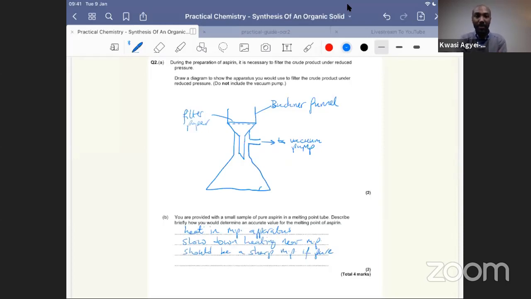Okay, so hopefully you found this live session useful. We've looked at various techniques involved in the synthesis and purification of an organic solid. So we've looked at how to recrystallize, for instance. We've looked at how to set up an apparatus for refluxing a reaction mixture. We've looked at some of the safety precautions you need to take when working with concentrated acid and when working with reaction mixtures that are very exothermic.